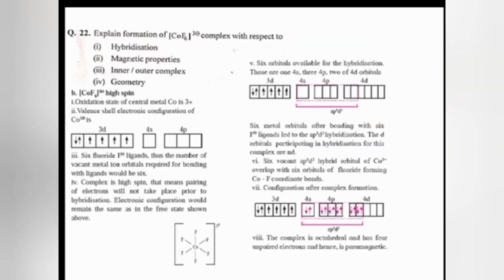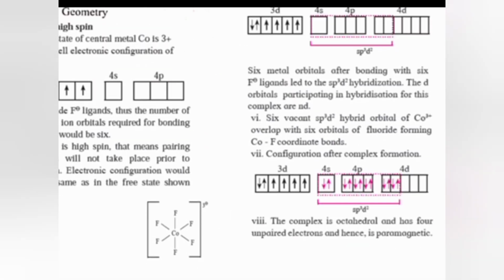The next one, CoF6. The oxidation state of cobalt is +3. So when you draw it, you will get the 3d6 4s0 electronic configuration. The 4s, 4p and 4d orbitals are vacant orbitals where the 6 ligands can donate their 12 electrons, and you will get sp3d2 hybridization. So the outer d orbital is utilized in this configuration to form octahedral geometry. There are 4 unpaired electrons in this system, so hence it is paramagnetic in nature.